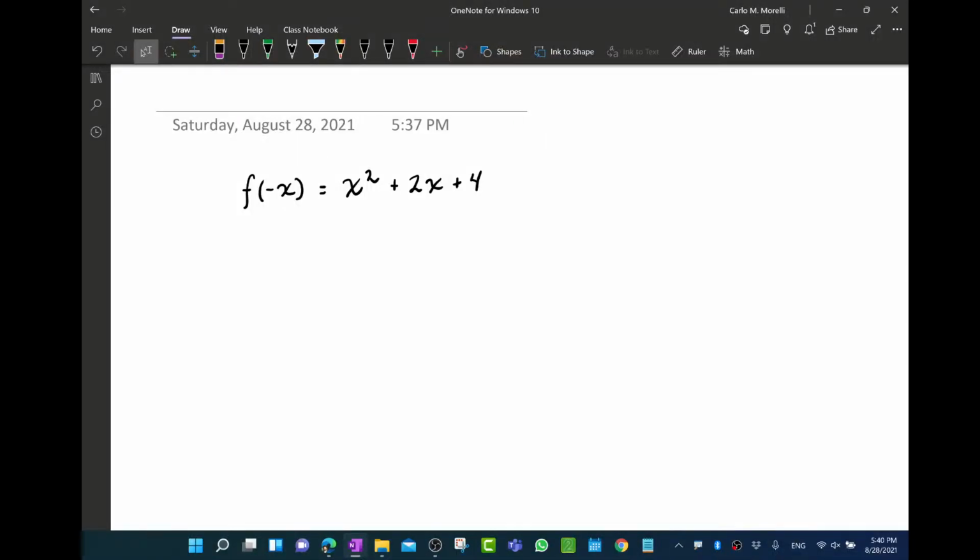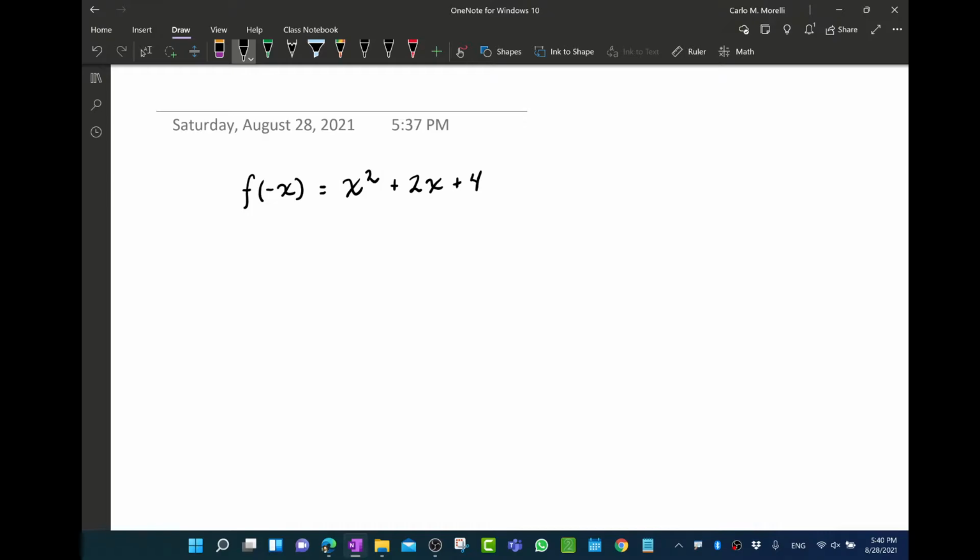Okay, so here's the problem. F of negative x equals x squared plus 2x plus 4. Now, what the problem wants you to do is evaluate this function at negative x, and then we assume that we will factor the evaluated function, which will actually just be another function since the input is itself an algebraic expression, negative x. So we'll then factor it, set each factor equal to 0 and solve. Okay, so that's the steps.